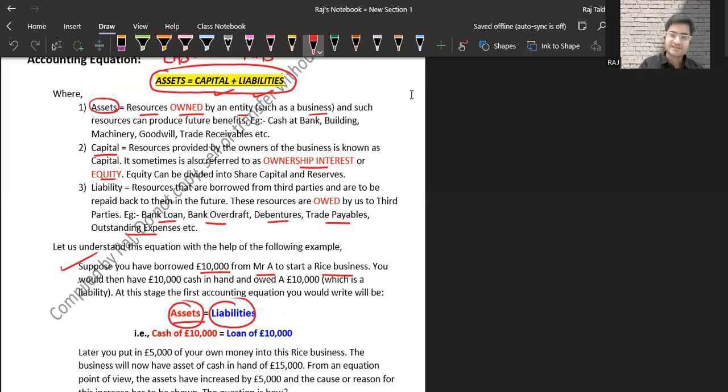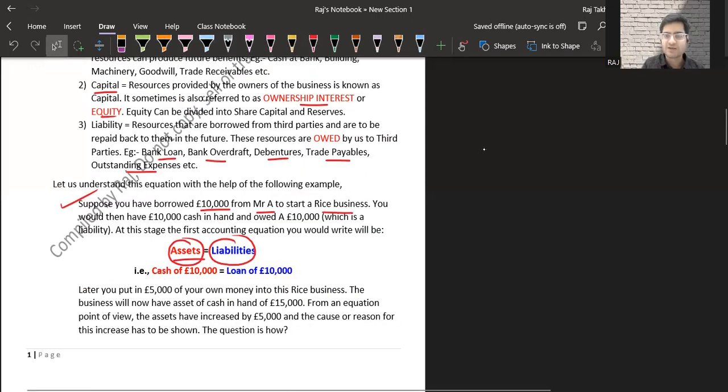Okay, so in this case, I'll say 10,000 cash is the asset for Mr. A, and there's a similar amount of loan which has been borrowed by him. So I can say that my accounting equation, the simple equation that I'm talking about right now, stands at cash of 10,000 pounds, which is equal to the loan of 10,000 pounds.